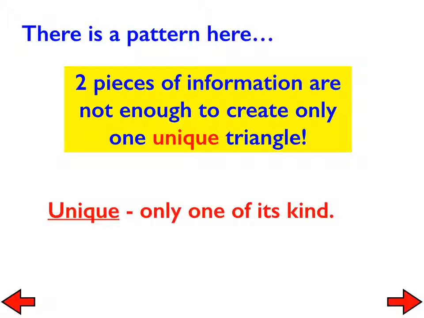Unique means there's only one of its kind. Just like there's only one of you in the world. If you lie sideways on your bed, you're still the same person. If you're upside down on the monkey bars, you're still the same person. If that triangle is sideways or upside down, it's still the same triangle. Unique means there's only one of its kind, even if it's sideways. But if I give you 2 pieces of information, you all drew different triangles. Right? All right, back to your notes.